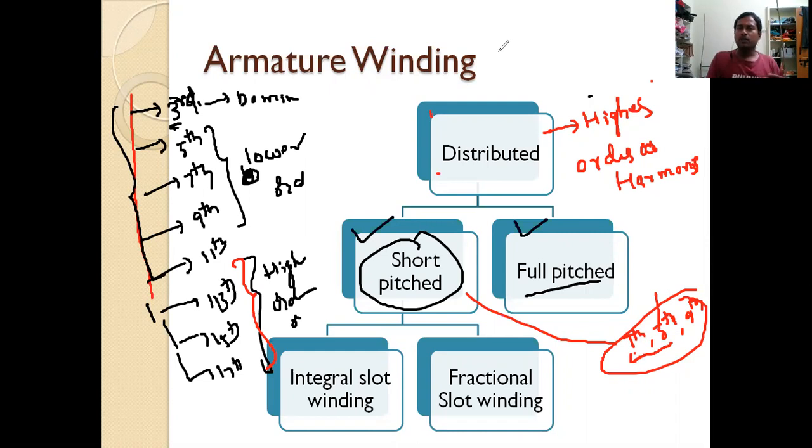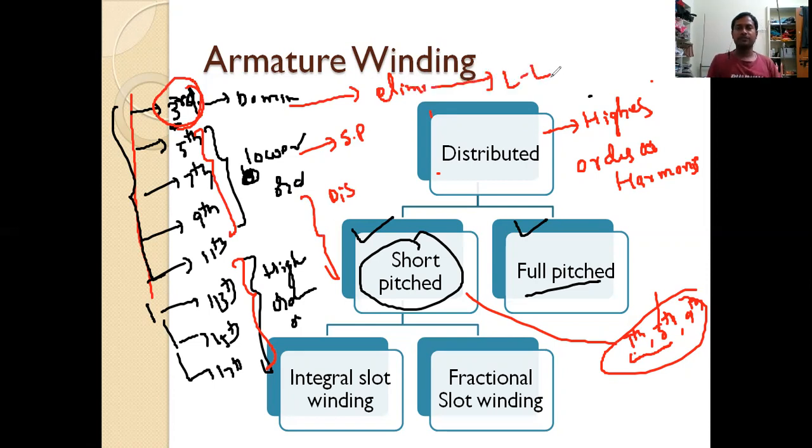So we eliminated the fifth, seventh, and ninth harmonics by using this short pitch winding, and all the remaining ones by using distributed winding. The third order harmonics can be eliminated with line to line. Think about it, with line to line. For example, we should use 440 volts. This is nothing but a line to line voltage. It is not a line to ground voltage. Line to ground is nothing but phase voltage. Line to line is nothing but line voltage.